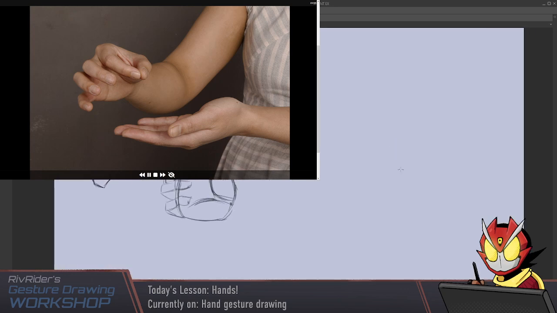Do not need to draw both hands, only if you have the time for it. There's a nice C curve through this pinky. We can follow this curve up through everything else. The fingers, from the palm to the fingers.